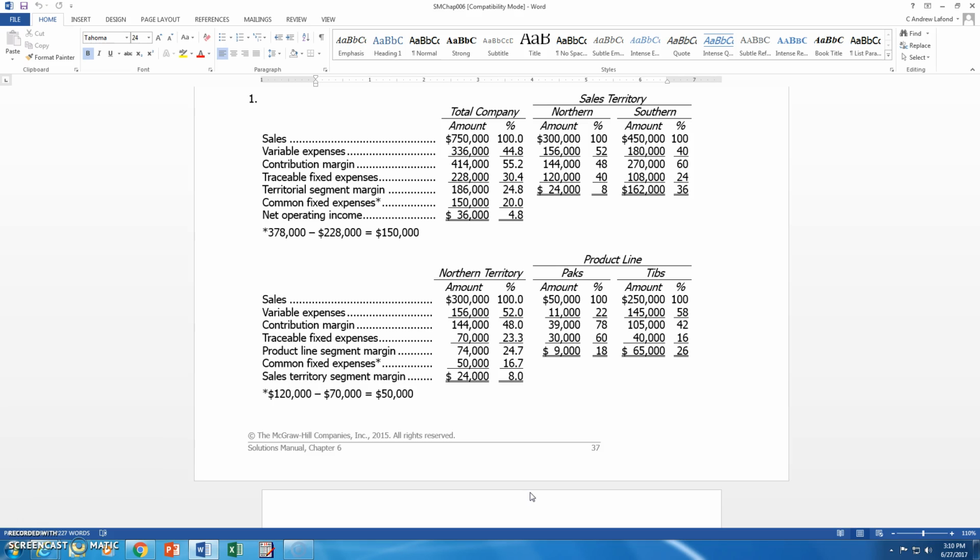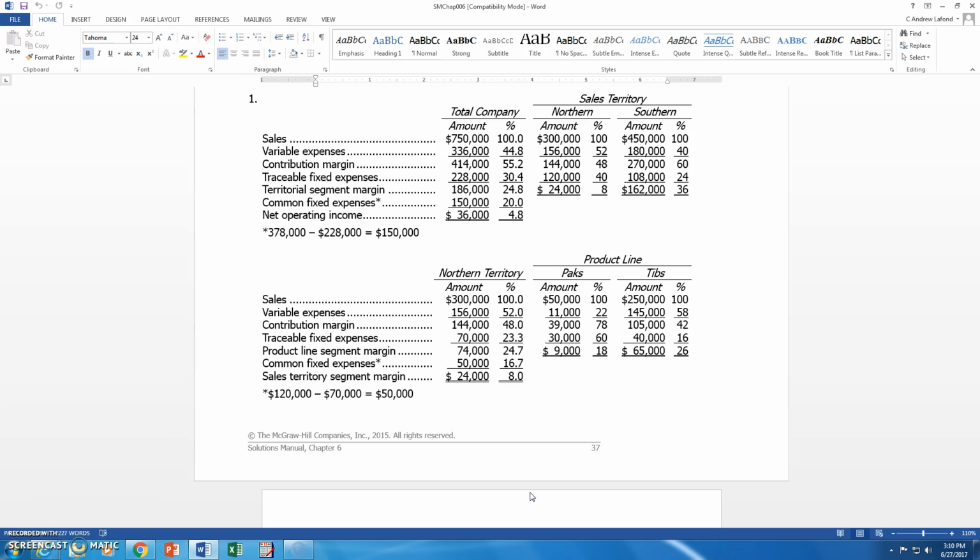You're given the fixed cost for the Northern and Southern Territory, those of which are traceable. $120,000 traceable to the Northern Territory, $108,000 of fixed costs traceable to the Southern Territory. The rest of the fixed costs are common to the two territories.